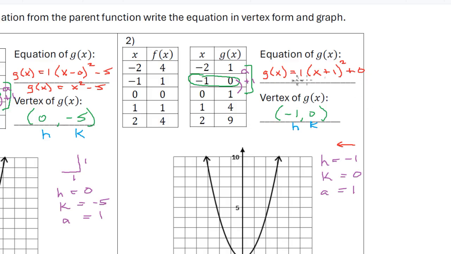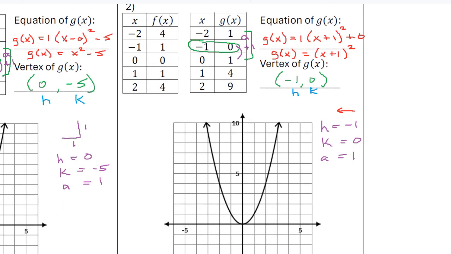Again, class, you'll get credit for this if you write the function this way. This is correctly written, but we can see we can simplify this. We can write g of x equals, the 1 is not necessary because it's multiplying. We've got (x plus 1) squared, and then the k value doesn't have to be written because +0 does not change our equation. Let's go ahead and graph that now.